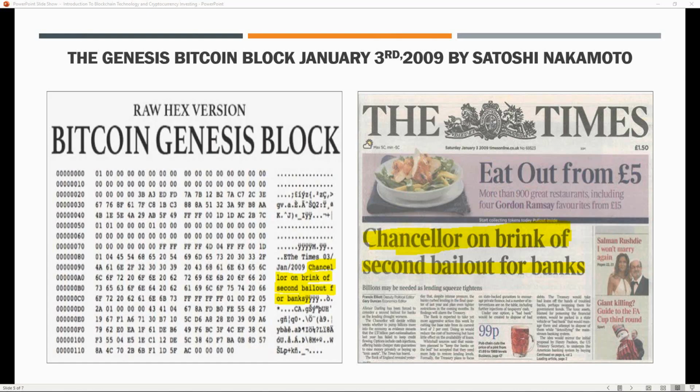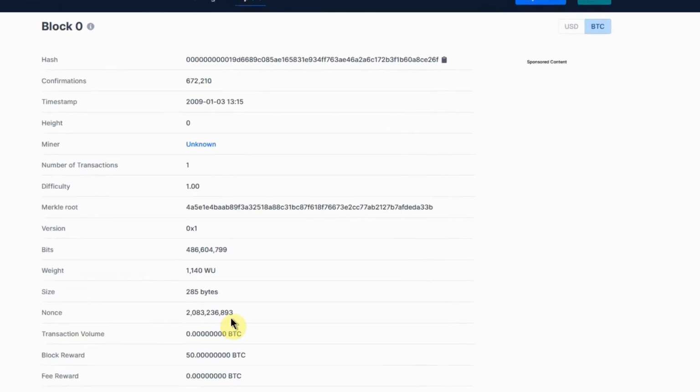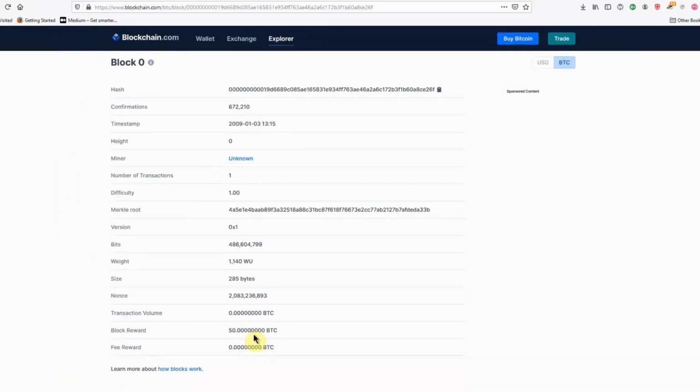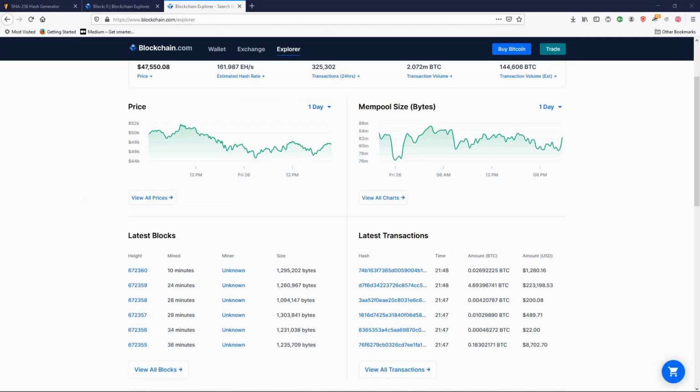All right, moving on. This is the Bitcoin block zero that was mined on January 3rd, 2009. This block has only one transaction. And this is the nonce that was generated, the number used once to compute the hash value. And this is the total reward that the block got after mining, which is 50 BTC, 50 Bitcoins.